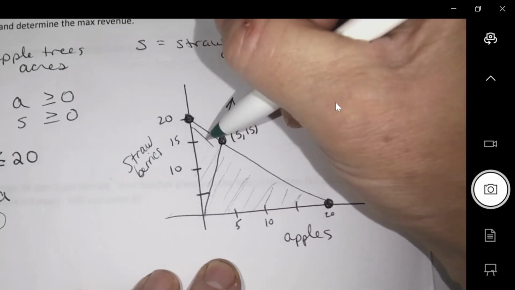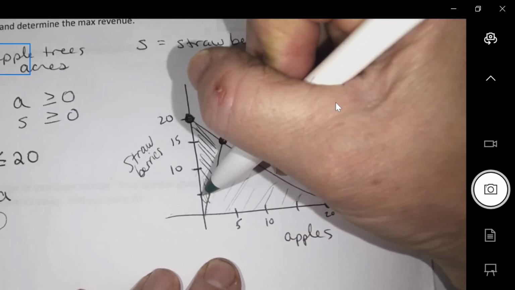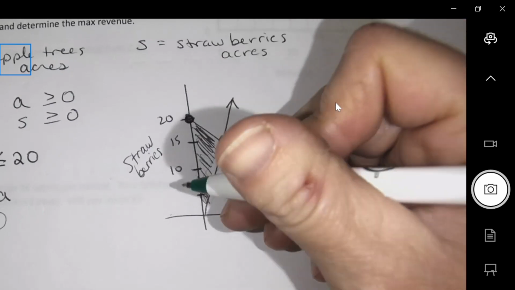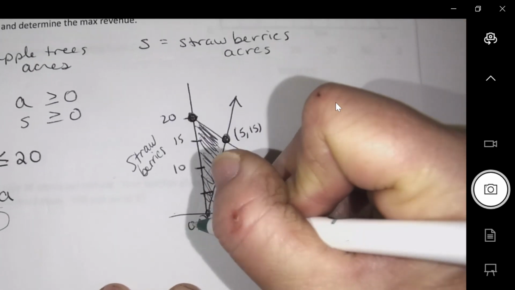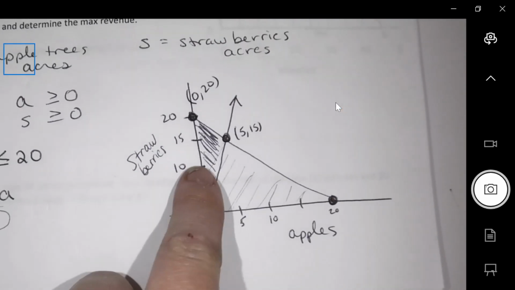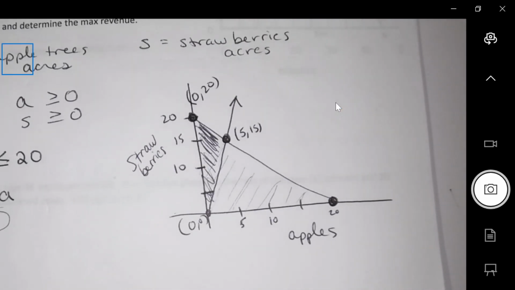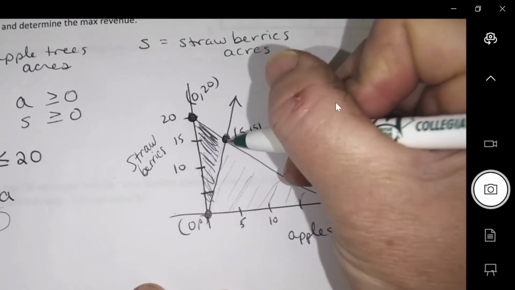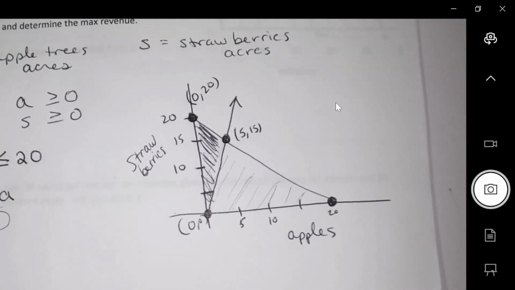And we have to be greater than that line. So we end up being here, and when I get all my intersection points, that's what I get.